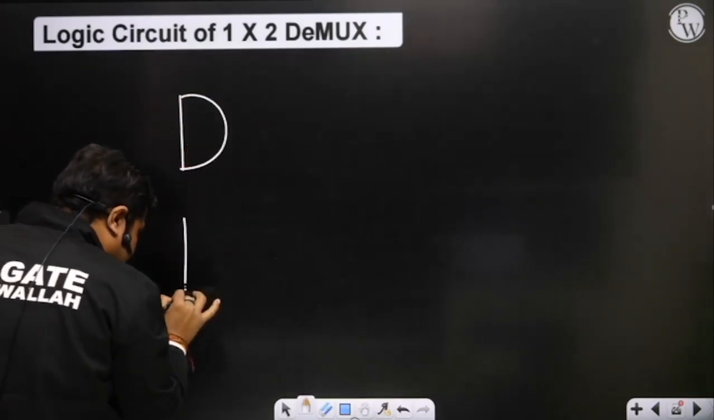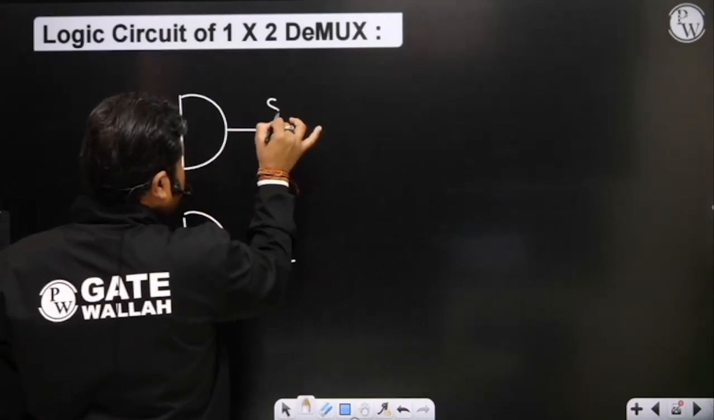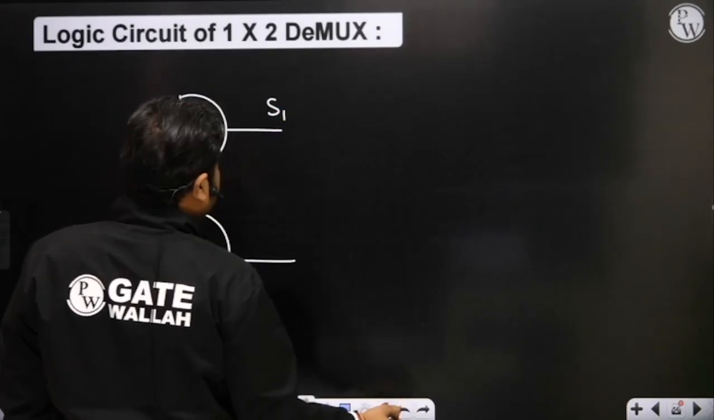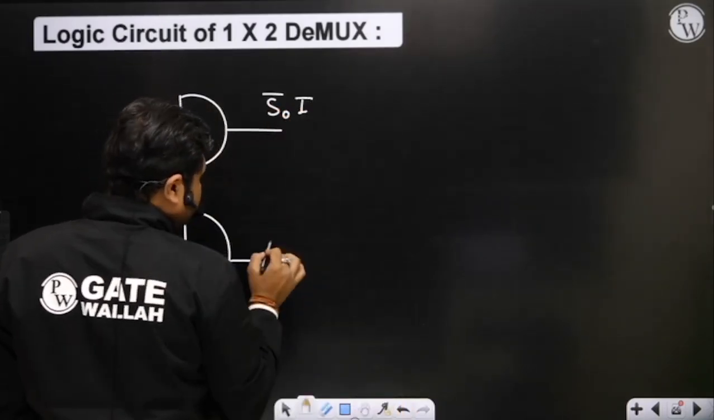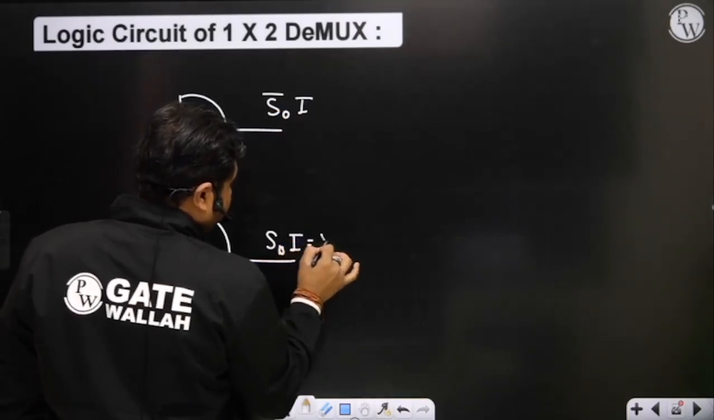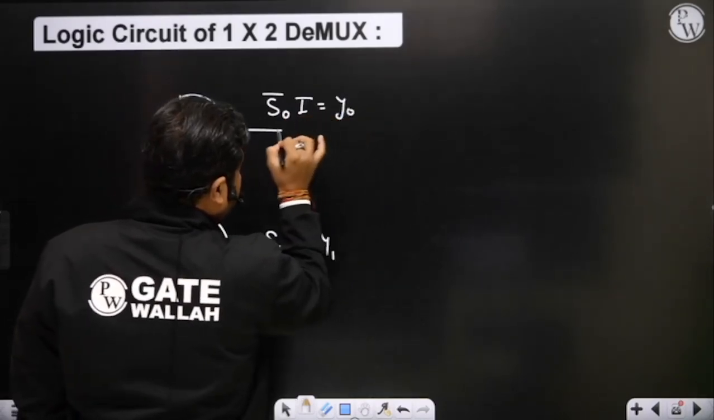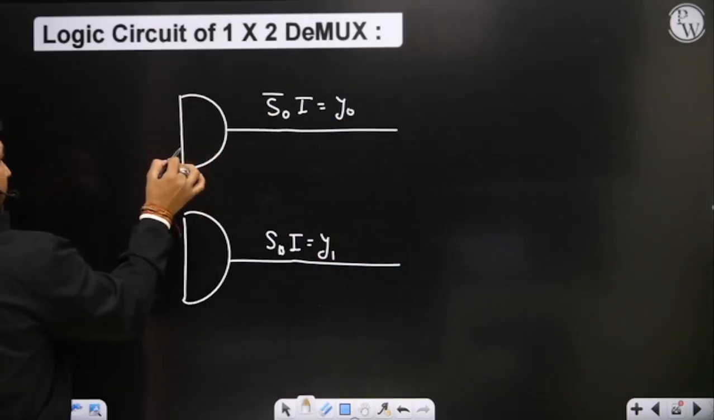Two AND gates. In order to get S1 complement, in order to get S0 complement, I as Y0, S0 into I as Y1. This is your Y1. This is your Y0. Great, sir. How to get S0 complement?